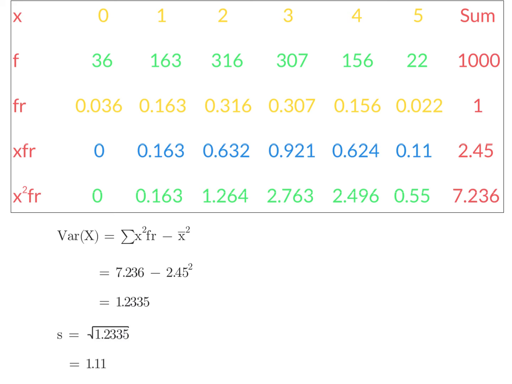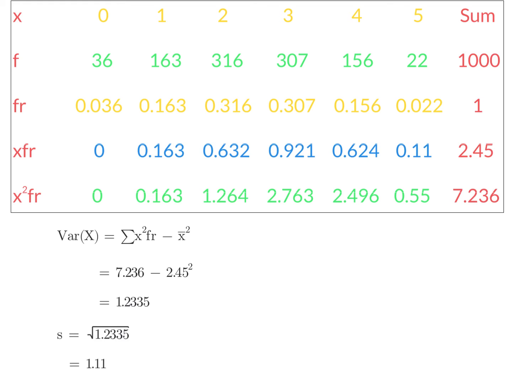Therefore, the relative frequency is the frequency divided by the number of times. So 36 divided by 1,000 is 0.036, 163 divided by 1,000 is 0.163, and so on across. They're our probabilities, and you'll see that they add to 1, just as all of our probabilities have so far.